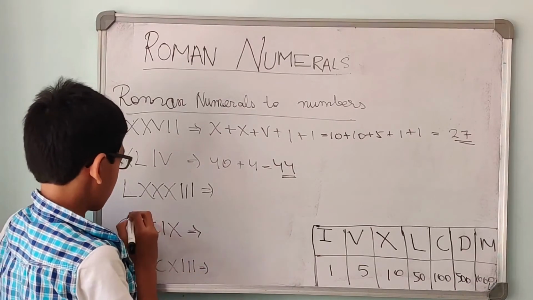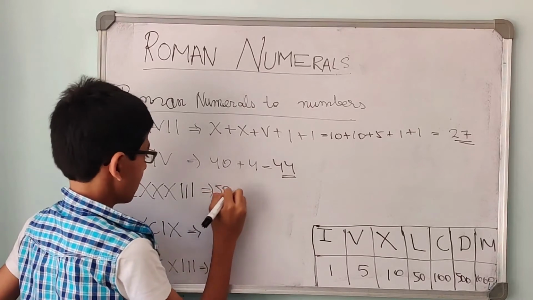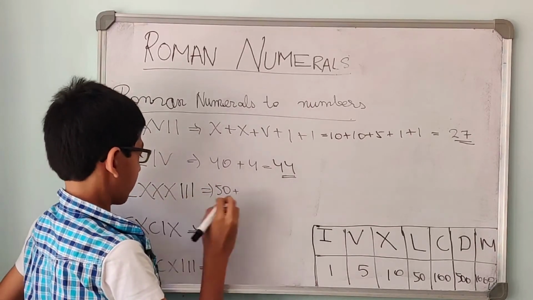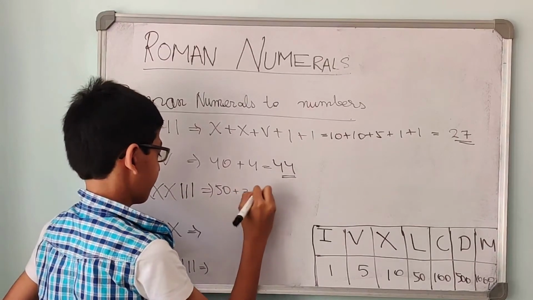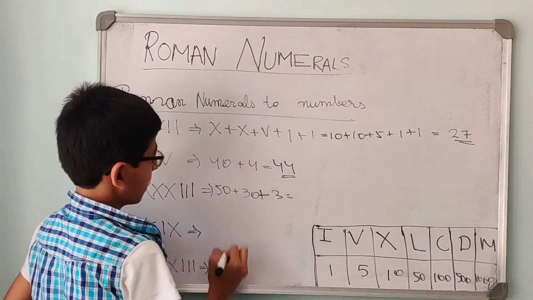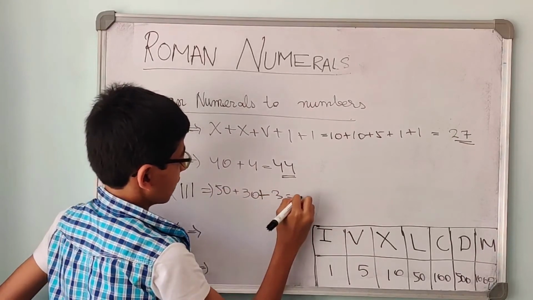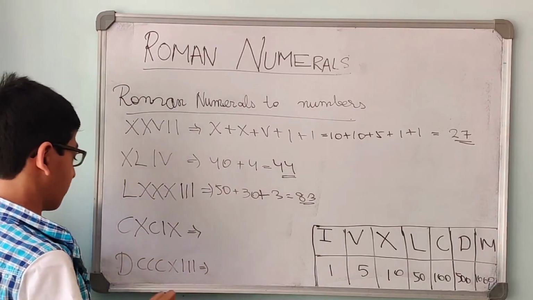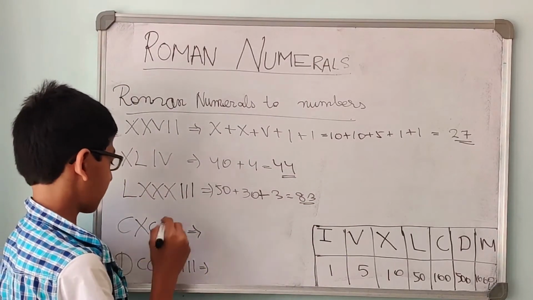LXXXIII. Over here L is 50 plus XXX is 3 times X, so 30, plus III. So it's 1 plus 1 plus 1, that gives us 3. So 50 plus 30 is 80. 80 plus 3 gives us 83. Now let us solve our next example.